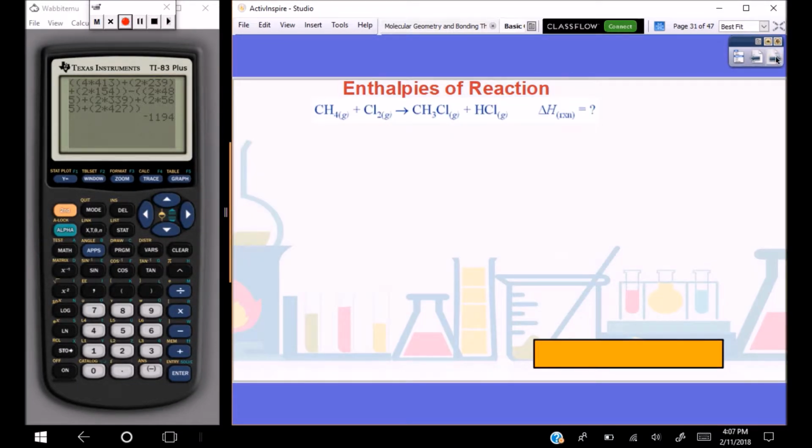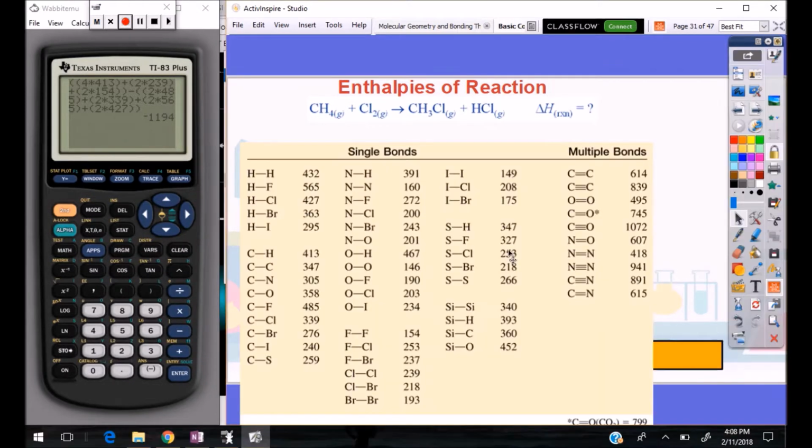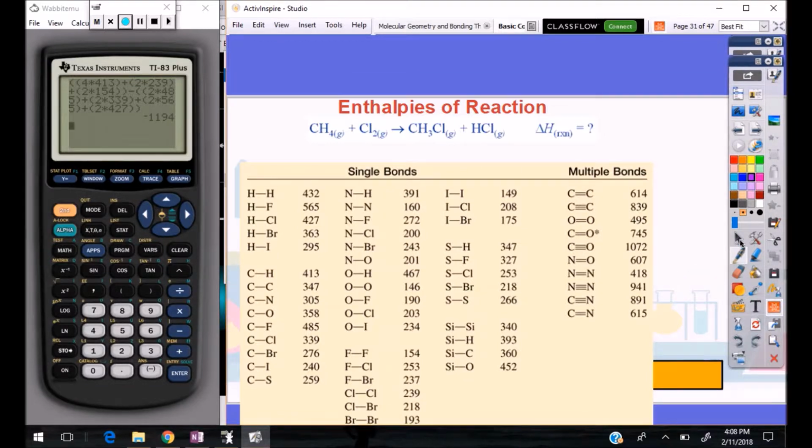All right, let's do another one. Do this one on your own. CH4 plus Cl2, and you get CH3Cl and HCl as your products. So go ahead and calculate this one on your own.